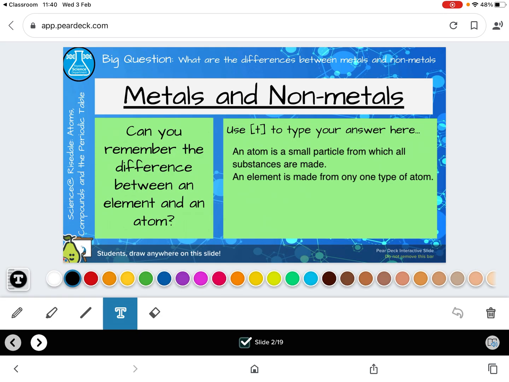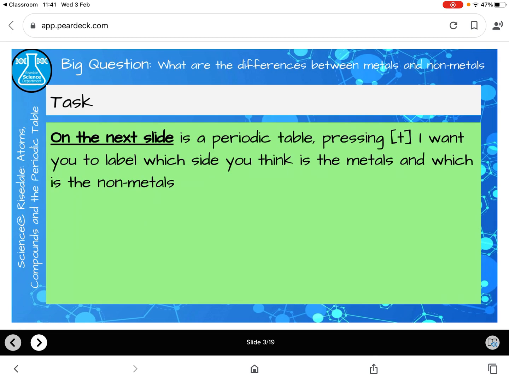of this week. So to start with, you were asked to type what you could remember about an element and an atom. So if you looked back at your notes that you made from the last couple of weeks, an atom is a small particle from which all substances are made, and an element is made of only one type of atom. So an element is bigger than an atom, but they are linked because elements are made from only one type of atom. Okay, and then you were given a little challenge.